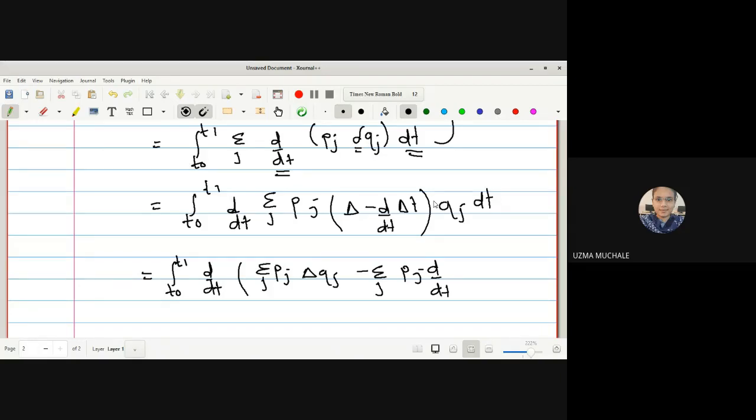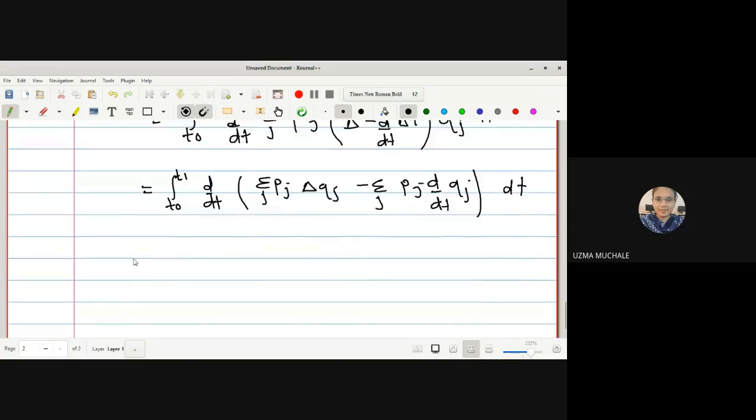Wait for a few minutes, I think something is missing. This d by dt will be there. This d by dt as it is, summation over j into qj, right? Integration is with respect to t. We have to solve it very carefully, so that's why I am telling you to write it once.